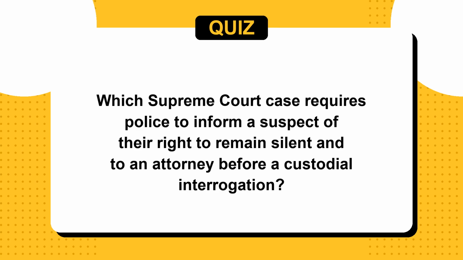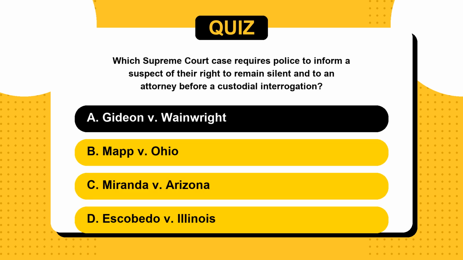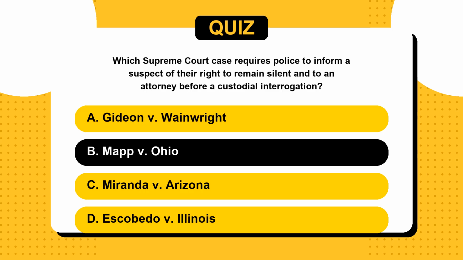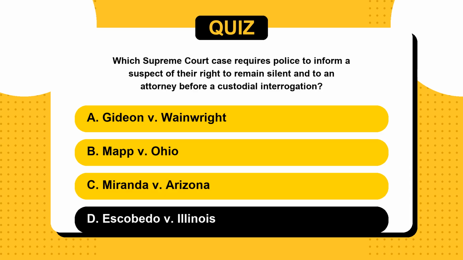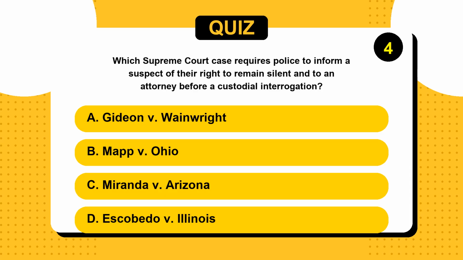Which Supreme Court case requires police to inform a suspect of their right to remain silent and to an attorney before a custodial interrogation? Is it A, Gideon v. Wainwright? Or B, Mapp v. Ohio? C, Miranda v. Arizona? Or D, Escobedo v. Illinois?